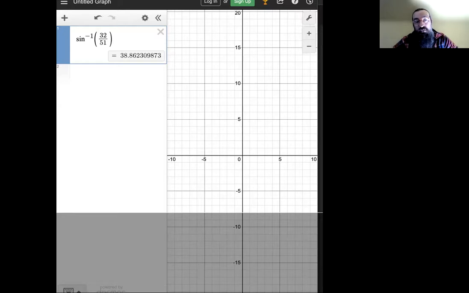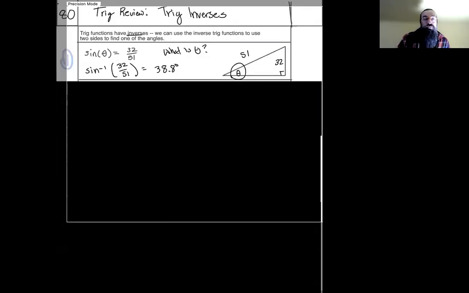It's that simple. We use the inverse sine and it tells us that the angle is 38.8 degrees and we're done. There we go. We just found out that that little theta is 38.8 degrees. That's it.